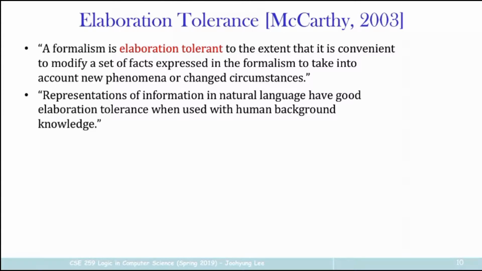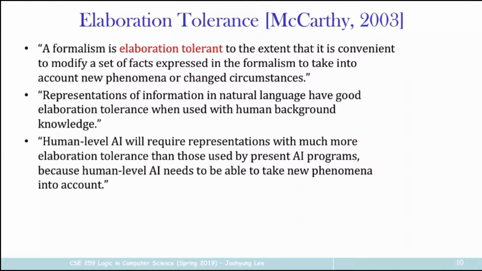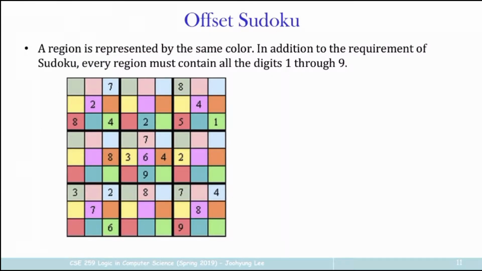Representation of information in natural language has good elaboration tolerance when used with human background knowledge. This is where we are better than machines at this point. He was also saying that human-level AI will require representations with much more elaboration tolerance than those used by present AI programs, because human-level AI needs to be able to take new phenomena into account. This is actually the big problem with autonomous vehicles. When it doesn't see something in the data, it may encounter new scenarios, and it may crash. But anyway, we're not going too deep into that.